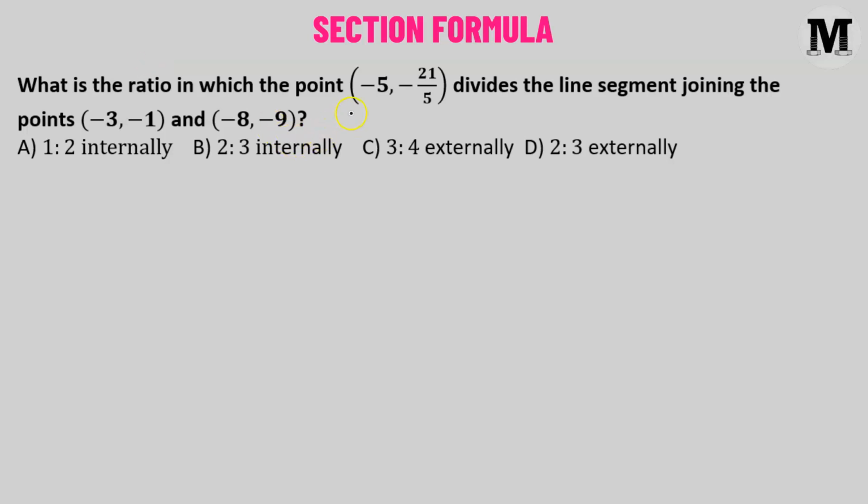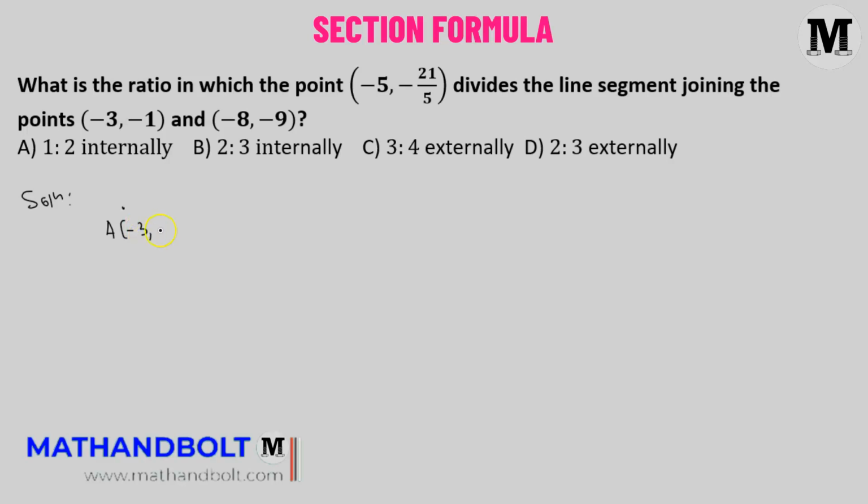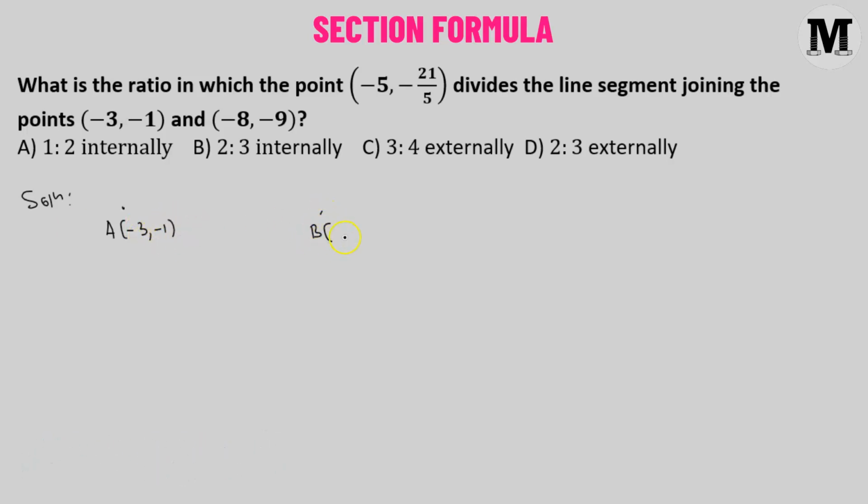What is the ratio in which the point (-5, -21/5) divides the line segment joining the points (-3, -1) and (-8, -9)? Let us begin. So what we'll do, we'll begin by considering a point A with the coordinates (-3, -1), and then we will consider another point B with the coordinates (-8, -9).